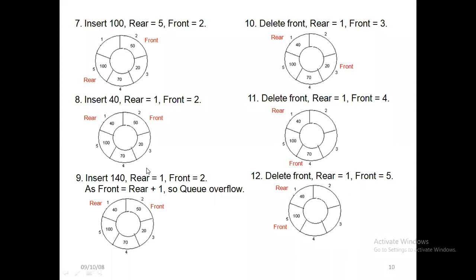And again, when will the queue be overflowed? When it is equal to max. For example, in a normal linear queue, when will it overflow? In this 9th step, if you take the 9th step, rear is equal to max. Overflow.